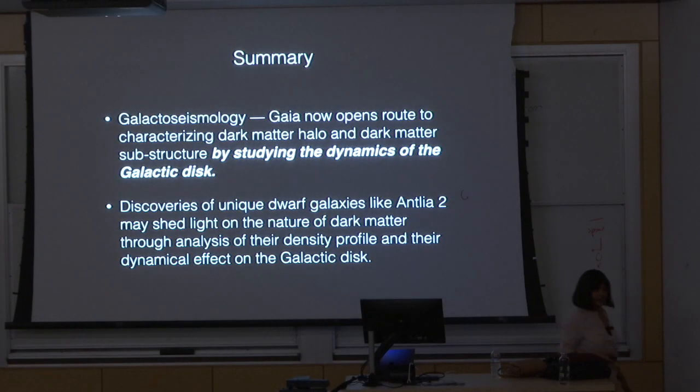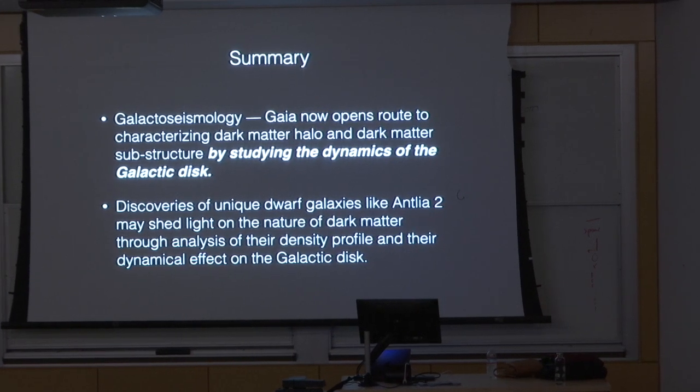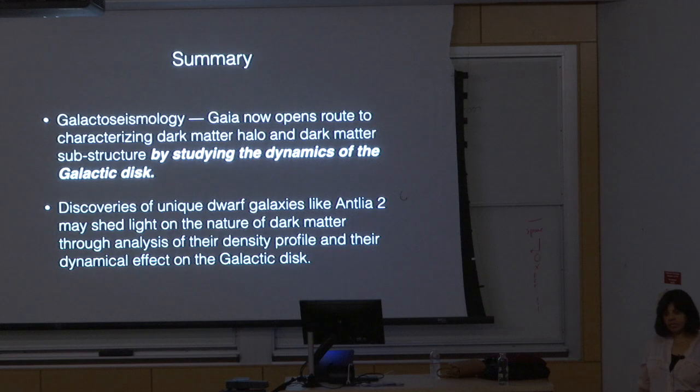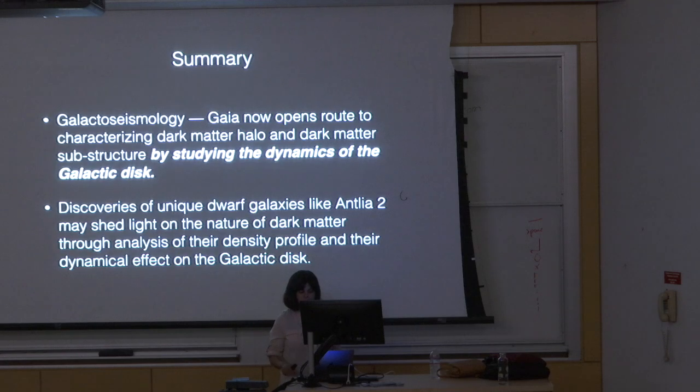So in summary, I would say that Gaia is really opening this new window for us, and it should help us fulfill the promise of galactoseismology by allowing us to learn about the dark matter distribution and dark matter substructure by studying the dynamics of the galactic disk. And discoveries of unique dwarf galaxies like Antlia 2 are really challenging our notion of what dwarf galaxies are like. And these kind of dwarf galaxies really have the potential to shed light on the nature of dark matter through analysis of their density profile along with their dynamical effect on the galactic disk.